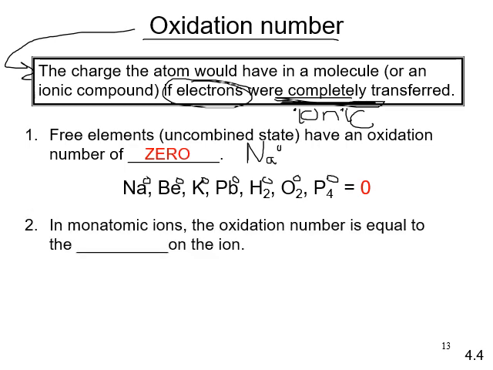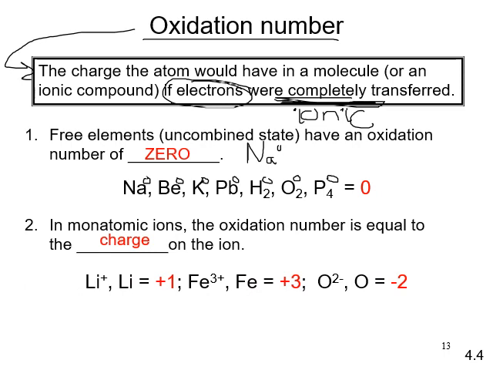If it's a monoatomic ion, the oxidation number is the charge on the ion. So if Li+ is listed for you, the oxidation number on lithium is +1. If it's listed as Fe3+, the oxidation number on iron is +3, and so on. Oxide is O2-, so the oxidation number on oxygen in oxide is -2.